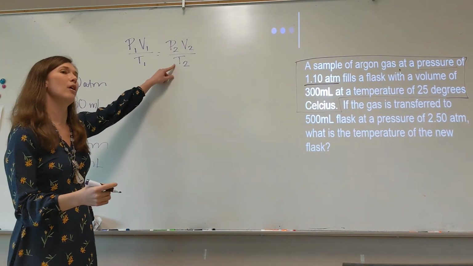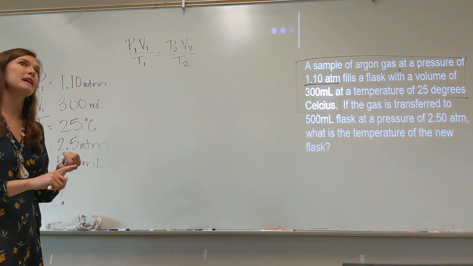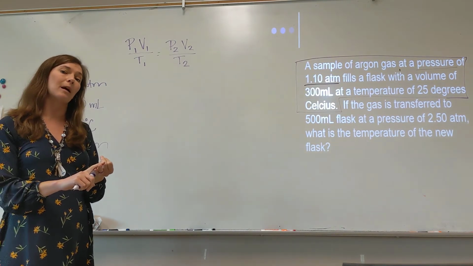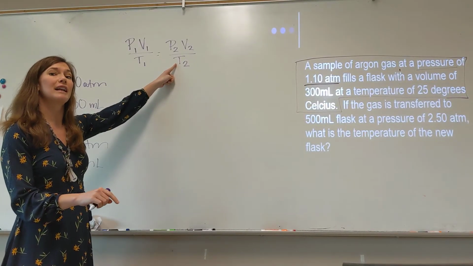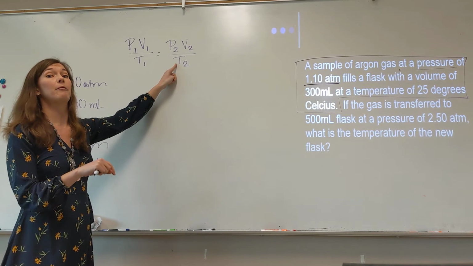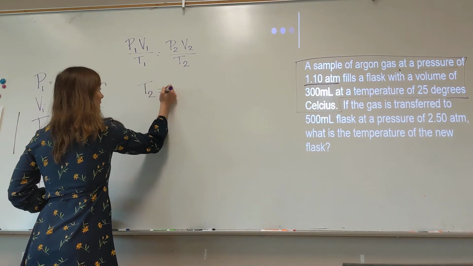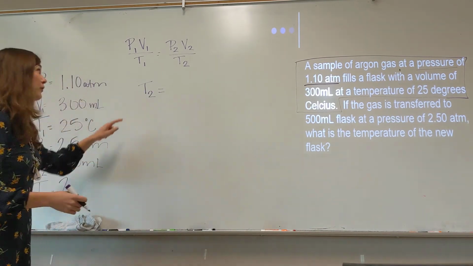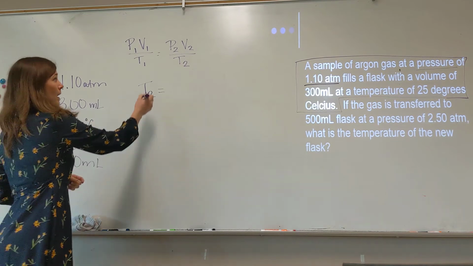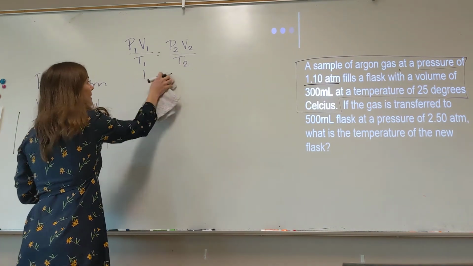T2 is on the bottom though. Remember, just like with my Boyle's law problem and my Charles law problems, I want T2. If I'm solving for T2, I need to first get it onto the top of my equation, because my goal is to have T2 equals something. So I have to first get it onto the top. I don't want 1 over T2 equals. I want T2 equals.